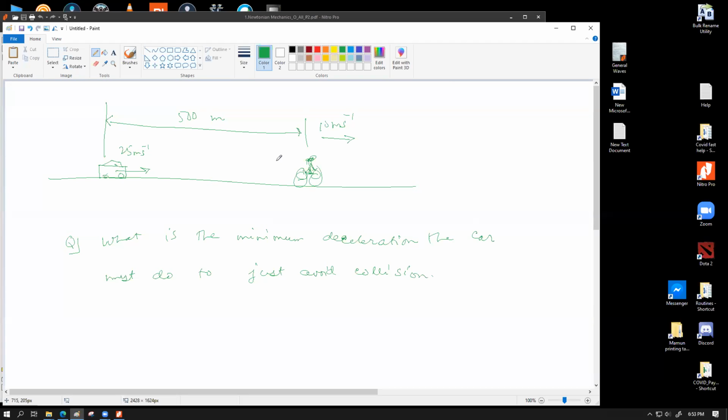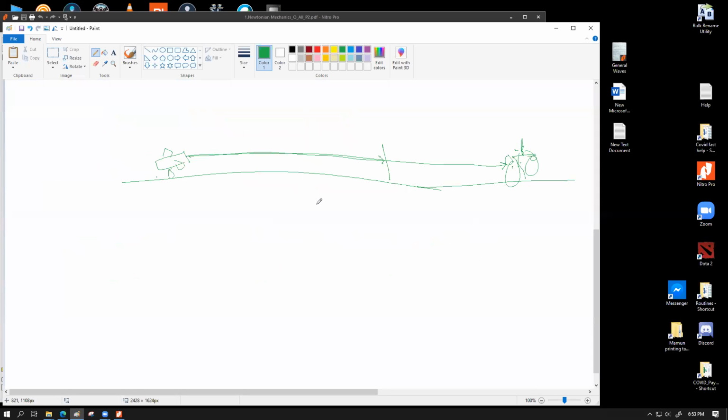But sir, the car is also moving. Yeah, the car is also moving. So what my question is, as time goes by, what will happen? Let me show a sequential figure here. Let me get rid of this one.